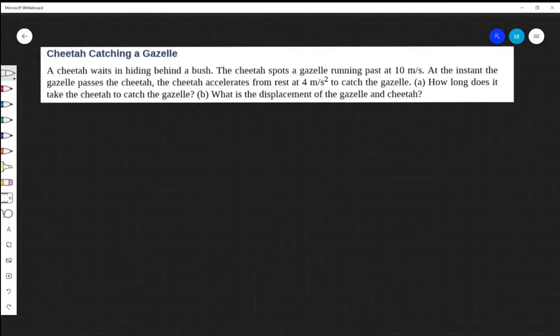So let's apply all this kinematics into solving a longer form problem. This is one from the book. We have a cheetah that's trying to catch a gazelle, and you can read this in the book.